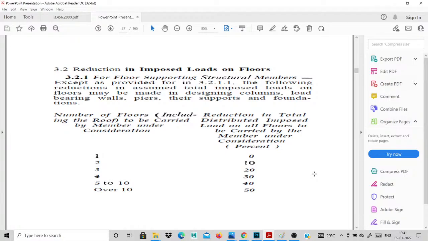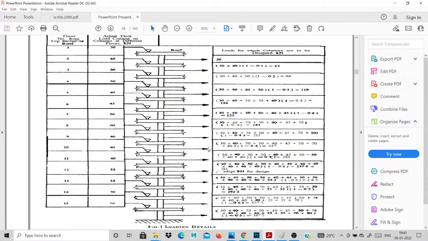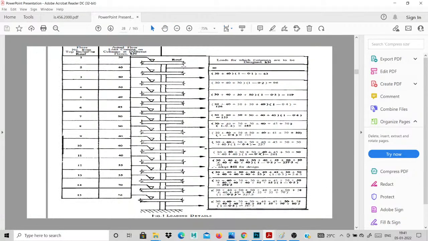This is the main advantage. You reduce the sizes and others also. Okay, the first floor is 0, then second floor is 10 percentage, third is 20, fourth is 30, 5 to 10 is 40, and over 10 is 50. This table is also given in IS 875 part 2. I show this table.